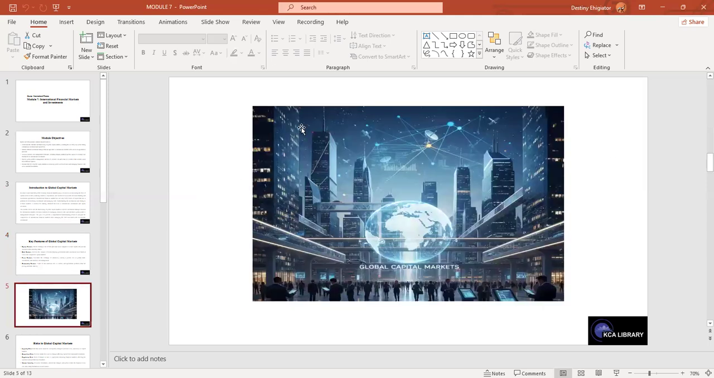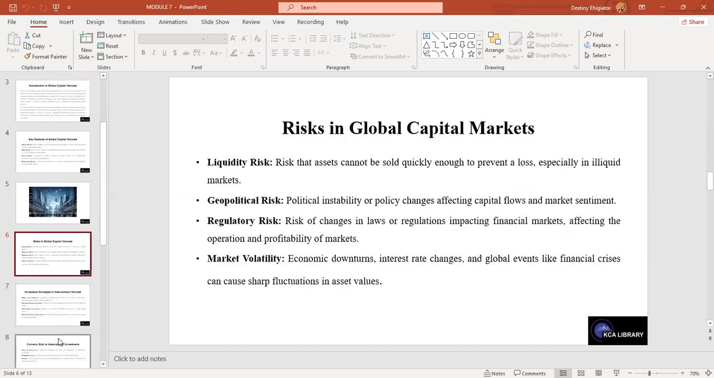Now, this is the diagrammatic representation of global capital markets. Now, let's look at some of the risks involved in global capital markets. There are about 4 risks involved. The first risk is the liquidity risk. Secondly, you have geopolitical risk. Thirdly, you have regulatory risk. Then you have market volatility.